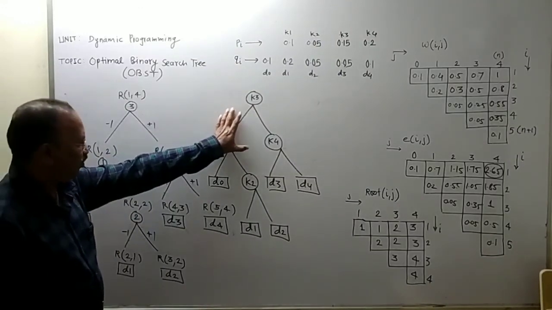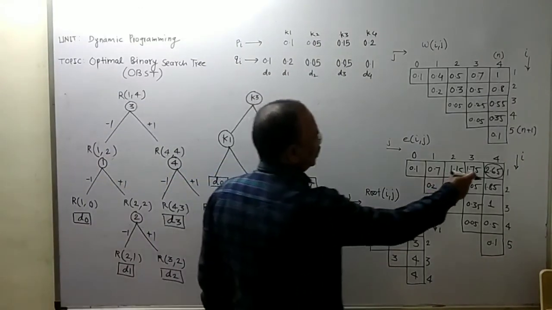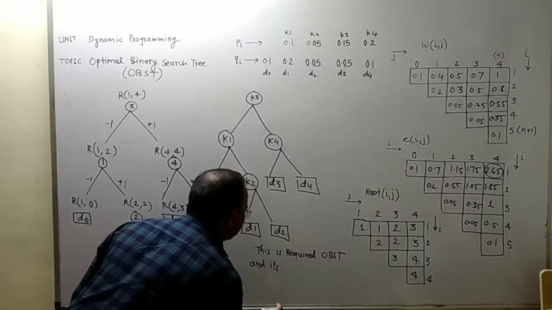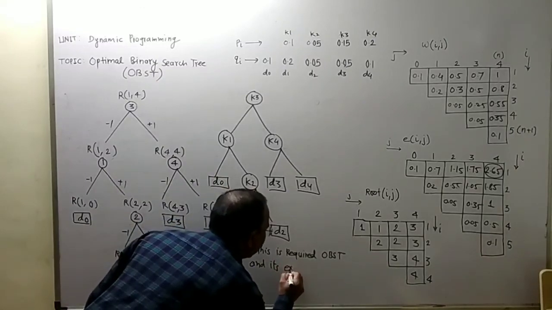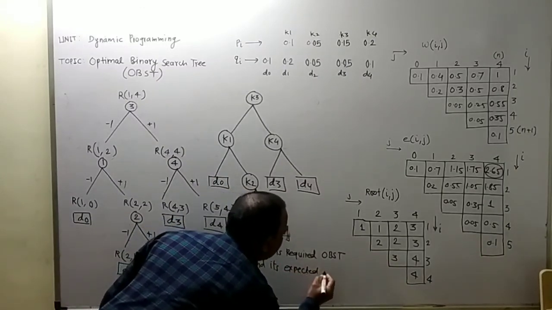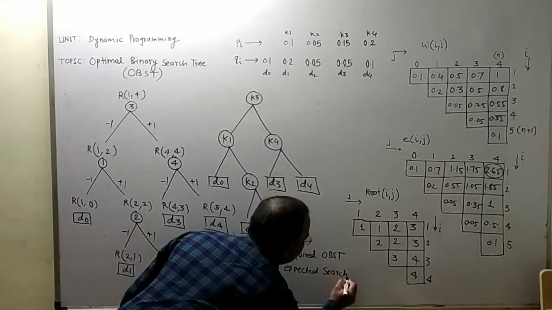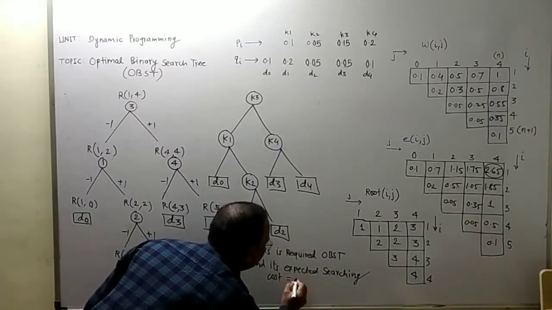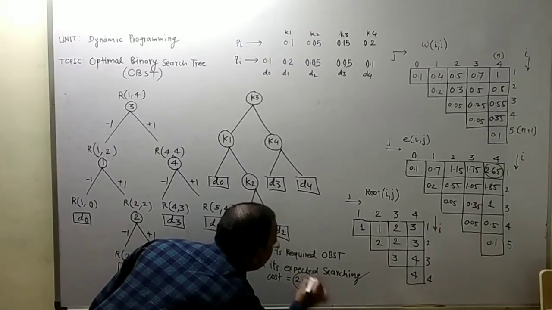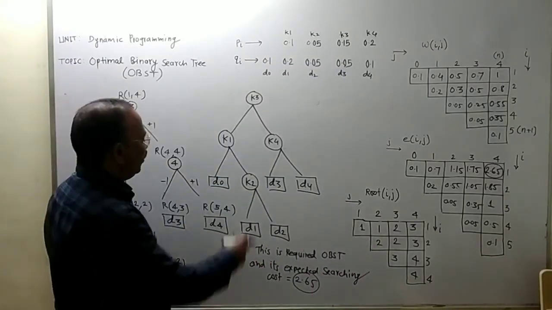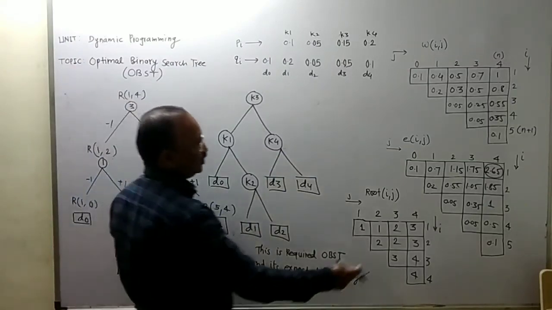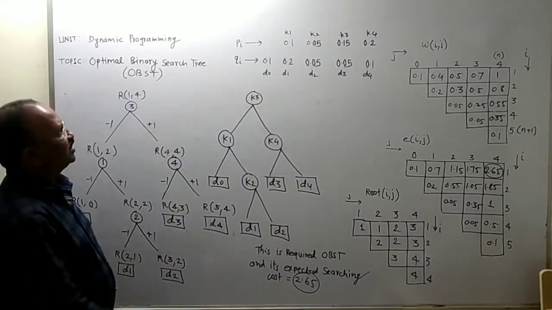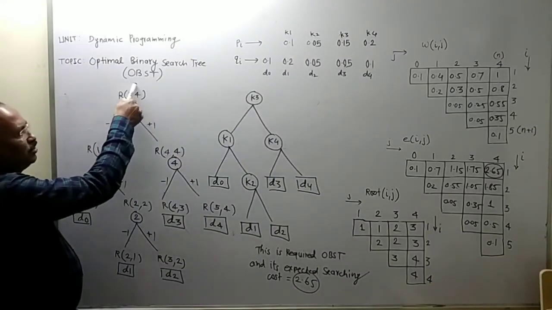So this is the final OBST and the expected searching cost is 2.65. This is the required OBST and its expected searching cost is equal to 2.65. In this way we have got the OBST and the expected searching cost, that is 2.65. In the next video, we will discuss another problem based on the OBST.